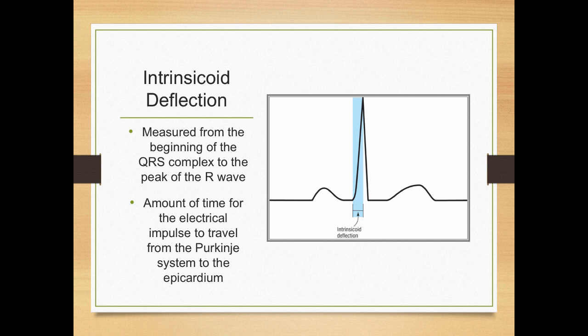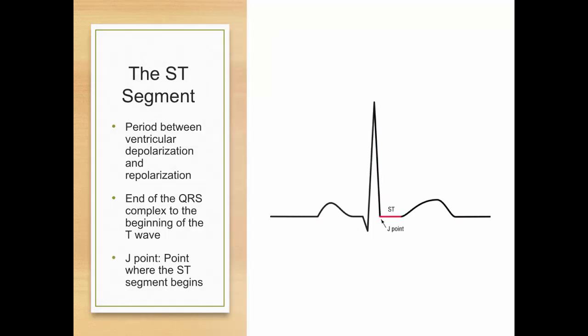This will be a little important when we get to wide complex rhythms. But the intrinsicoid deflection is the time it takes to get from the Purkinje system, the Purkinje fiber, to the outside of your heart. Okay, intrinsicoid deflection, not that important.